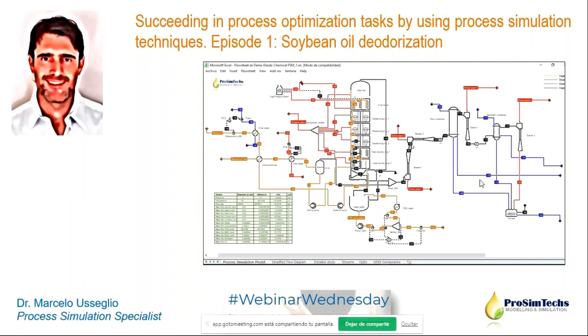Hi, everyone. First, I'd like to thank the AOCS team for inviting me to give this webinar that I hope you enjoy. In this webinar, which is episode one of, I hope, a series of three episodes, the core idea is to show how information technology applied to process optimization through process simulation can bring us a high added value for process optimization tasks to reduce operative expenses and finally to increase profit margin.